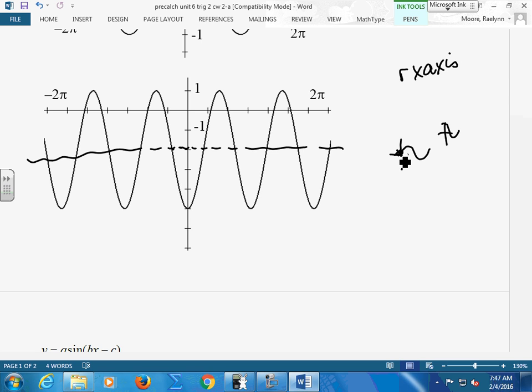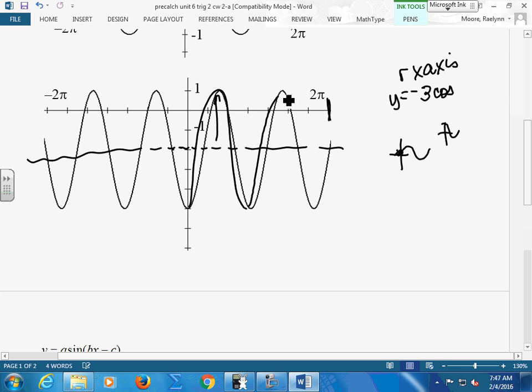So we know we have a reflection. What's your amplitude? 3. And we said we have the reflection. We know it's a cosine. Now, here's 2 pi. So I've got 1, 2, just 2. So 2 theta. And where did I shift this to? -2.